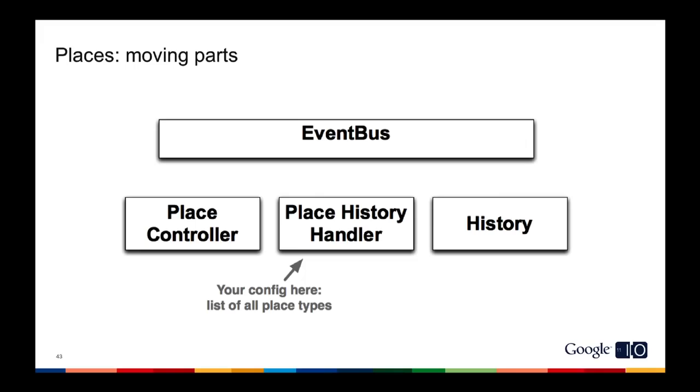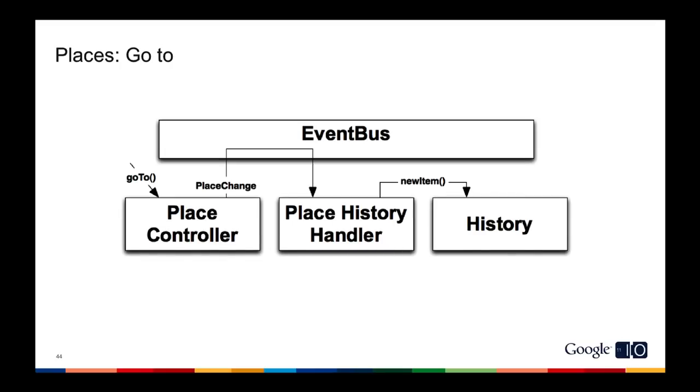Okay, let's look at the moving parts. What actually happens here? Let's say you want to cause the view to transition, go to a new place. So you call the placeController.goTo method. That results in a place change event being fired. It goes to the event bus. The place history handler, which is a GWT class, listens for that event, and then it calls history.newItem, which actually puts the URL on the browser's address bar.